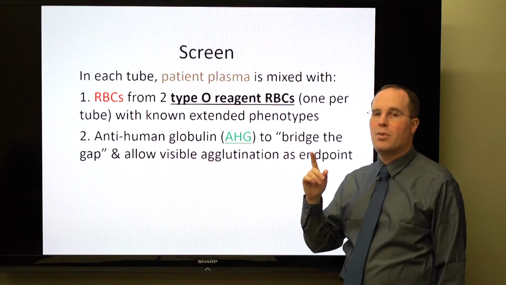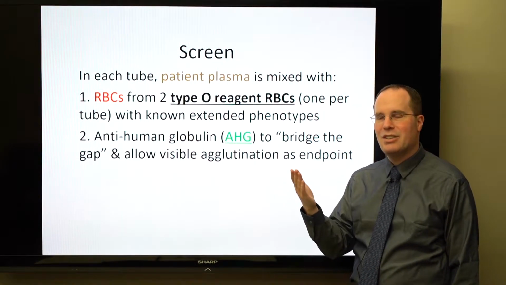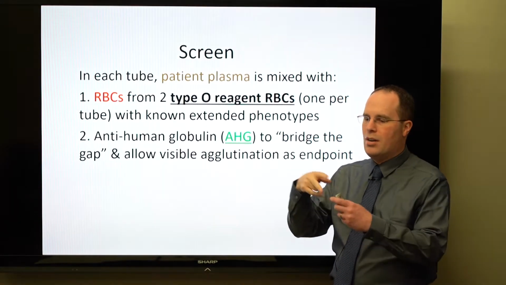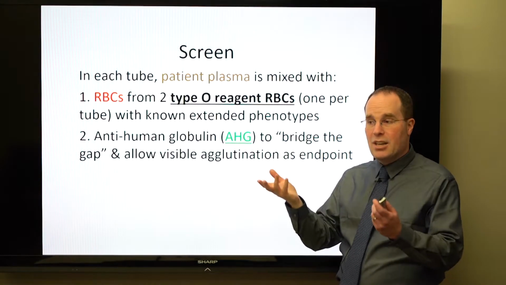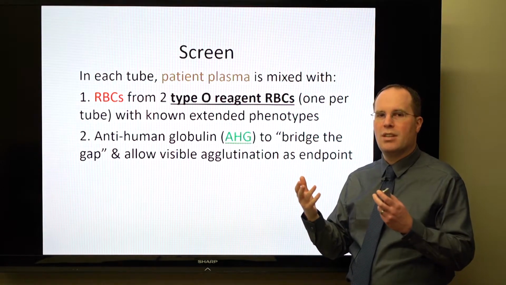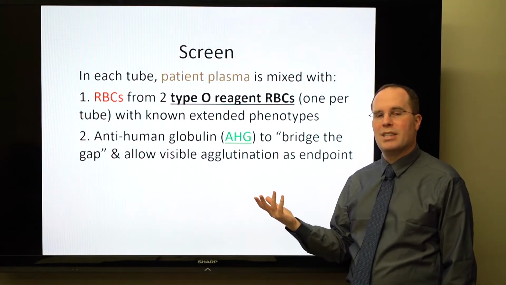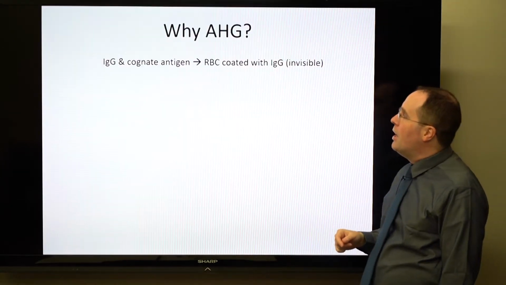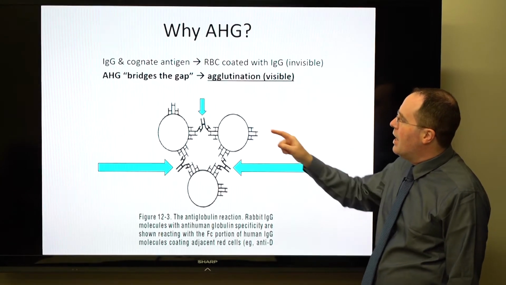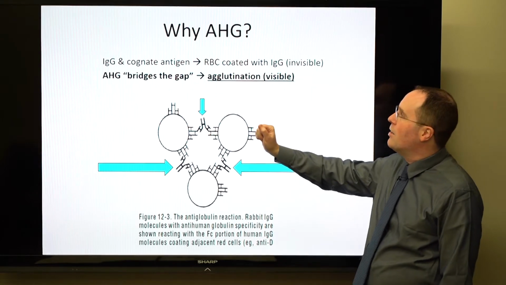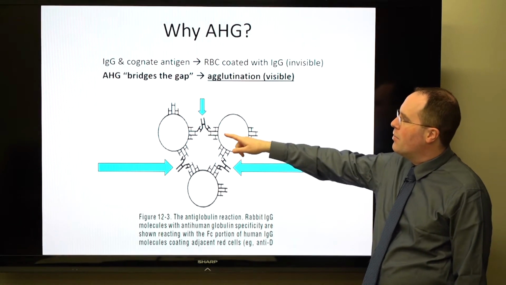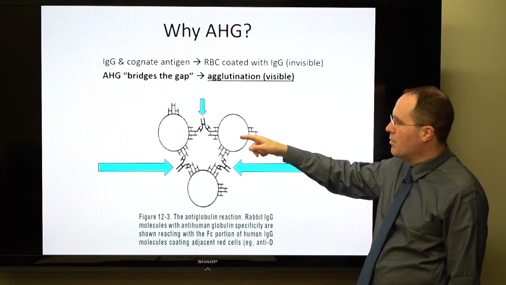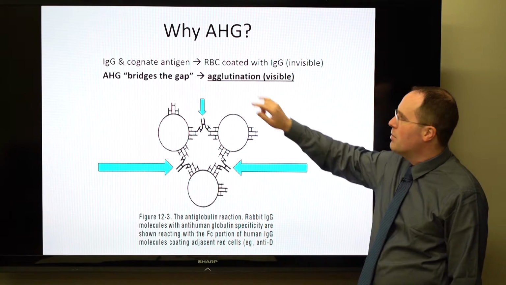If we're working with IgGs, or we're trying to detect an IgG, then an IgG by itself on a cognate antigen is all going to yield a red cell that's covered in IgGs. There's nothing visible that we can see. We can't see the tiny little antibodies. But if we include an anti-IgG that can recognize any kind of IgG, it just recognizes the Fc portion, then that will bridge the gap. That will induce visible agglutination.